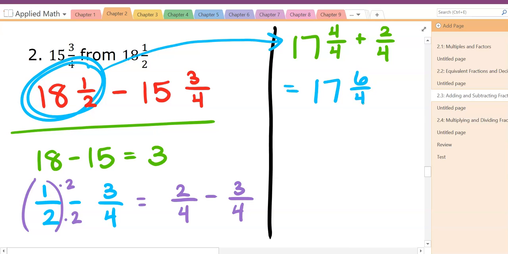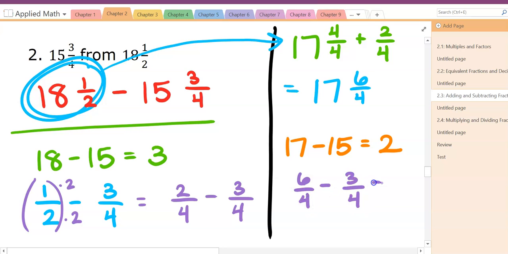Now that looks kind of weird right now, but the reason why this is helpful is because now if I do my whole number parts, that would be 17 minus 15, which is 2. And now if I do my fractions, it's 6/4 minus 3/4, which would leave you with 3/4. So final answer is going to be 2 3/4.